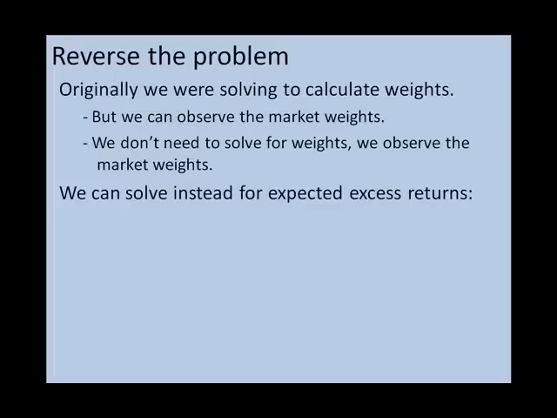So originally we were solving to calculate portfolio weights, but we can observe the market weights and we know that all investors are investing in the market portfolio because it's the optimal portfolio. That means we don't need to solve for weights because we've observed the market weights. Instead, we can solve for expected excess returns. Here's the investor's problem. We're maximizing expected utility. And the function for expected utility is W transpose times by mu minus RF, minus lambda times by W transpose S times by W.